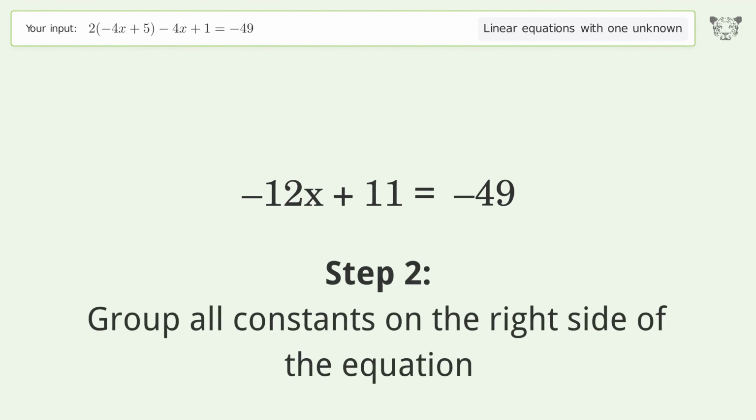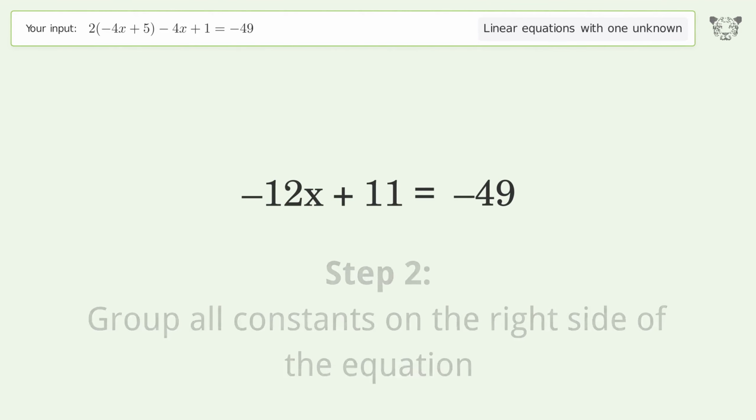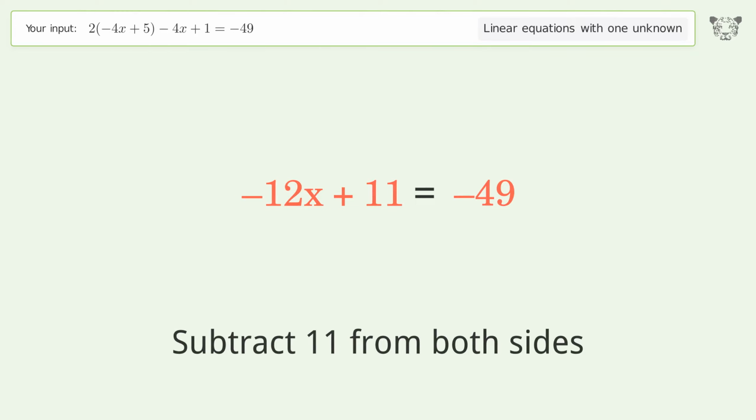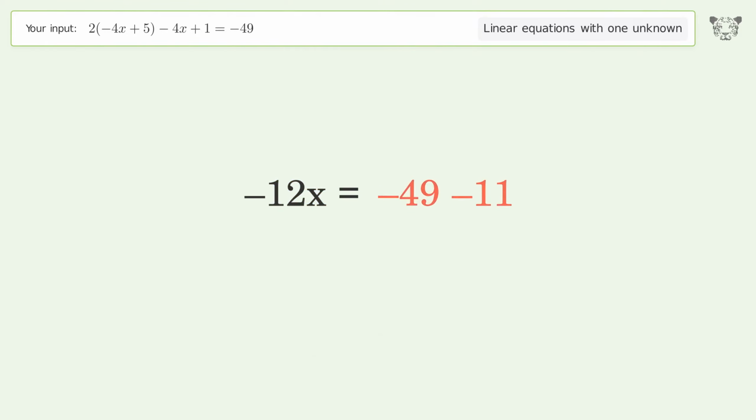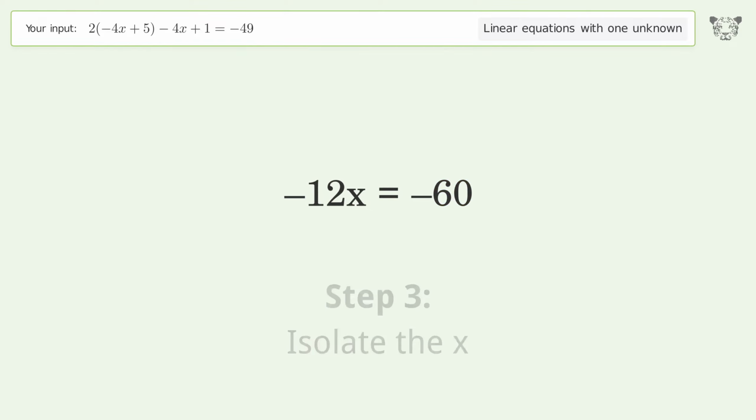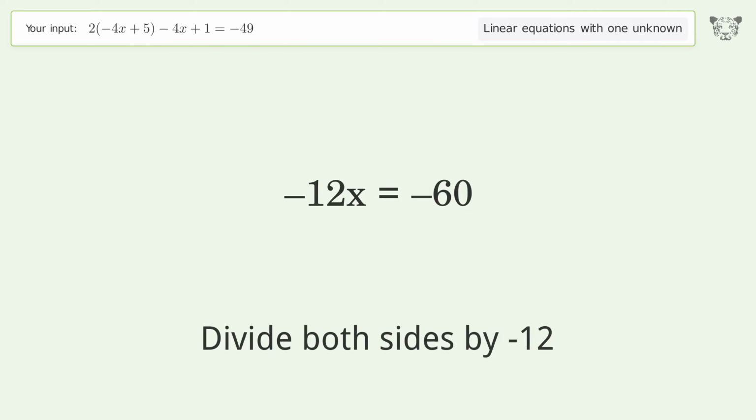Group all constants on the right side of the equation. Subtract 11 from both sides. Simplify the arithmetic. Isolate the x. Divide both sides by -12.